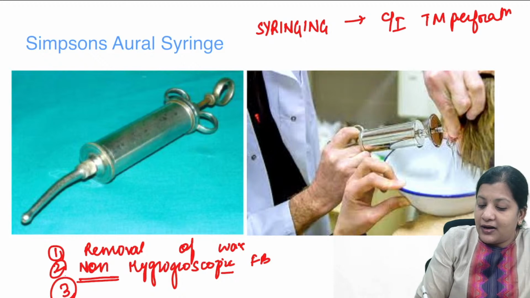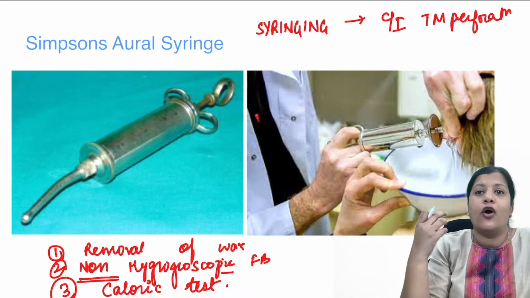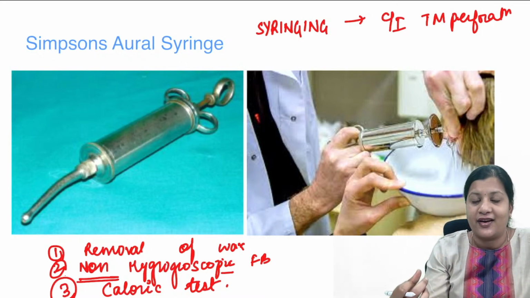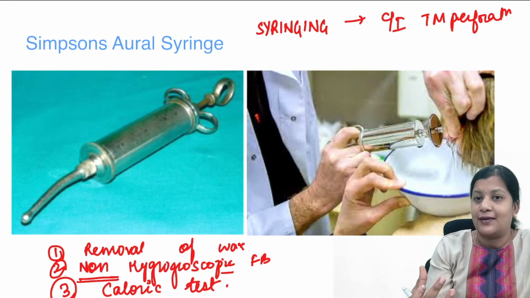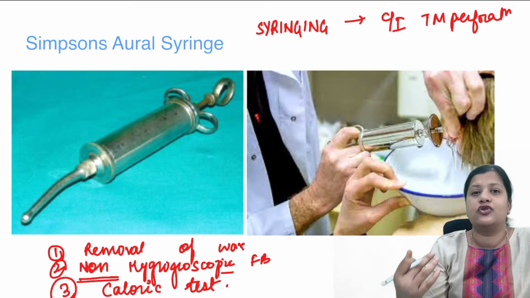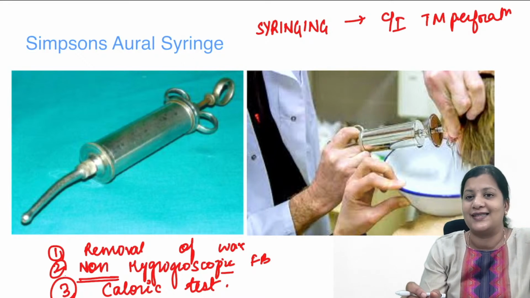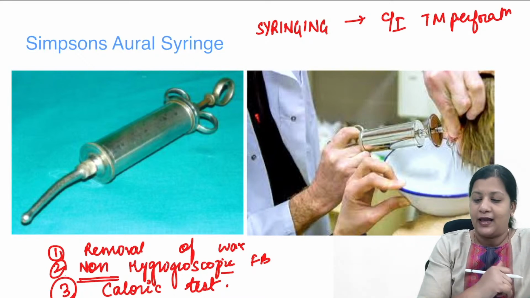Number 3, it can be done to do a caloric test as well. In caloric test, we put warm water or cold water in the external auditory canal. Typically, it's not done with the same syringe. It's done with other equipment. But of course, it can be used to perform the caloric test when you don't have specialized equipment to do a caloric test. So this is clear? Yes.